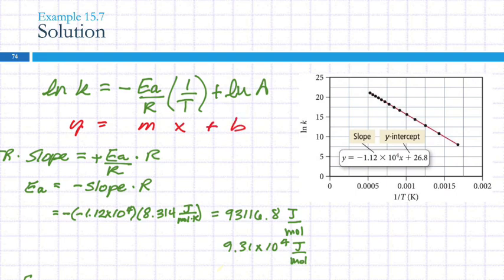The intercept equals the natural log of A, right? So the intercept is 26.8, and that equals the natural log of A. To get rid of the natural log, we do e to the x of both sides. We end up with e to the 26.8 is equal to A, which is 4.36 times 10 to the 11.